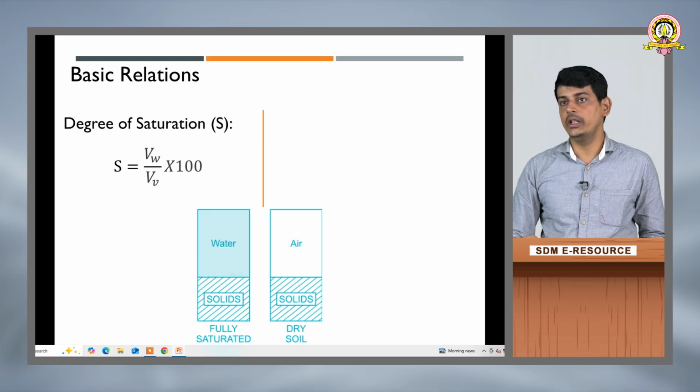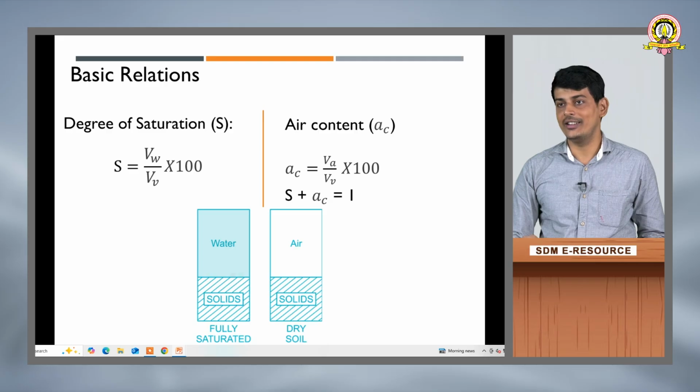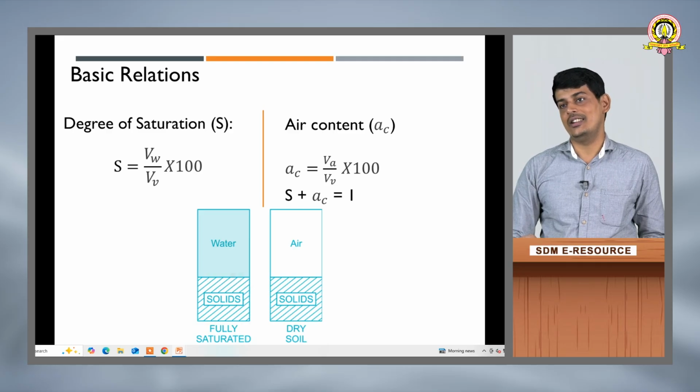And in connection with that, one more definition, air content. Air content is nothing but volume of air divided by volume of voids into 100, and it is also represented in terms of a percentage. And as I mentioned, for a fully saturated soil, the value of S will be equal to 1. In such a case, air content, Va divided by Vv, Va will be 0, so air content will be 0.